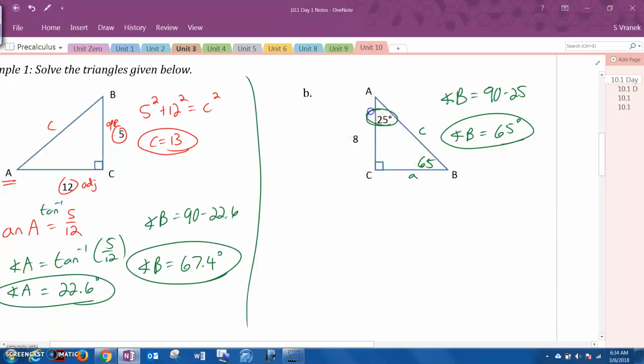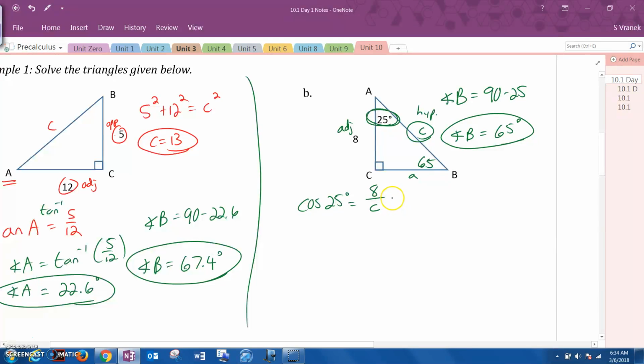If I use the 25 degrees, this is the adjacent side to a 25 degree angle. And then I want to find the hypotenuse. So I would say that adjacent over hypotenuse is cosine. So the cosine of 25 degrees is equal to 8 over c. When it's in this format, you can switch the c and the cosine 25.